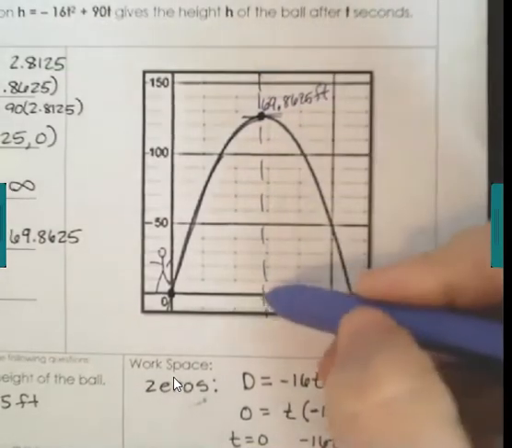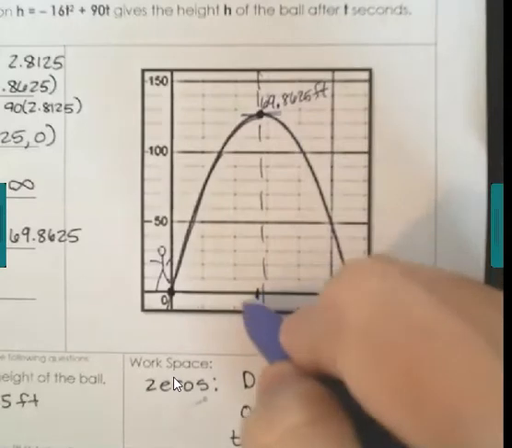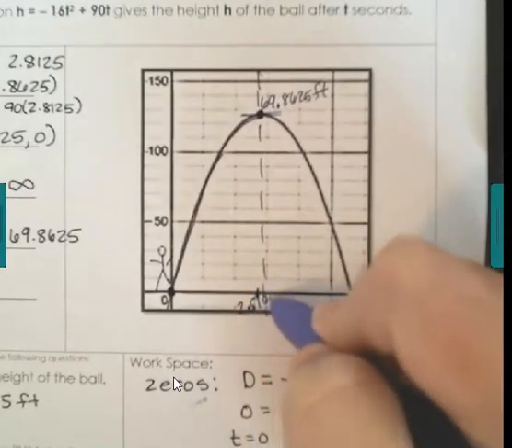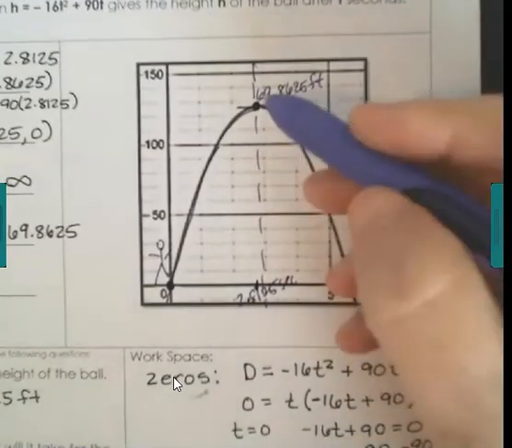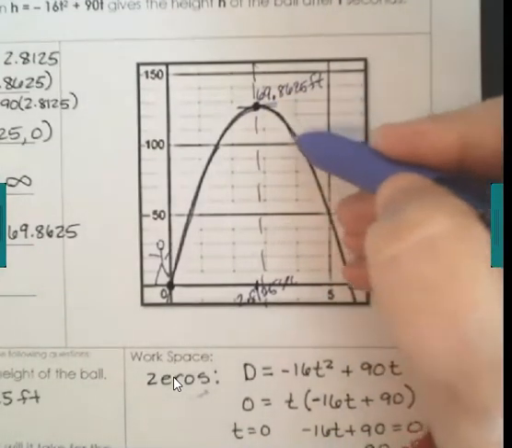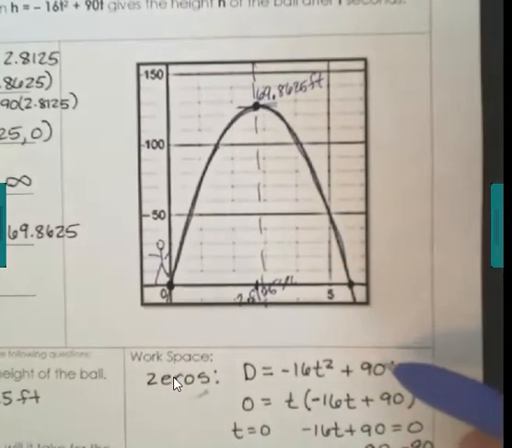And how many seconds is that? That occurred at 2.8125 seconds. That was also given to you. Okay. And then the ball continued to travel until it hit the ground. Did it go underneath the ground? Did it go through the ground?